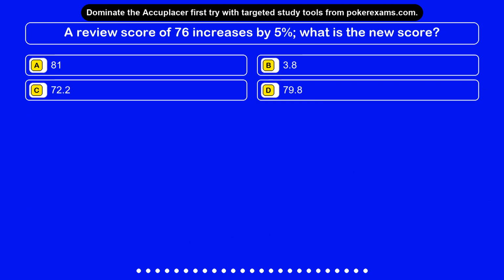Question 4. A review score of 76 increases by 5%. What is the new score? Option A, 81. Option B, 3.8. Option C, 72.2. Option D, 79.8.